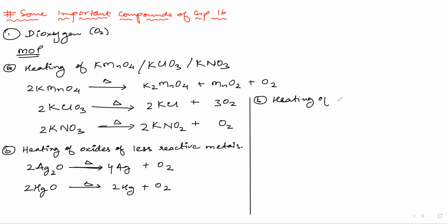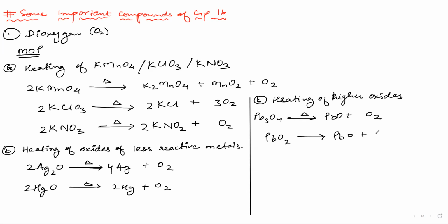Heating of higher oxides. Higher oxides, for example, Pb3O4. Pb3O4, when you heat this, you will get lead oxide plus O2. Okay. And you have PbO2. You heat this, you will get again lead oxide plus O2. And if you have, for example, peroxide, H2O2, you will get H2O plus O2. Okay. Now balance this or just leave it here.